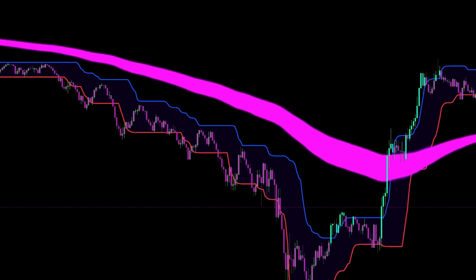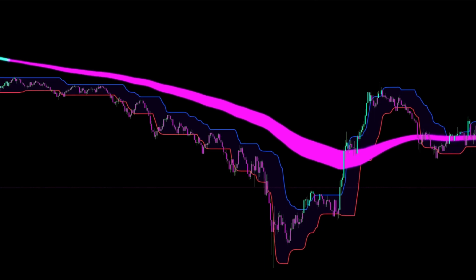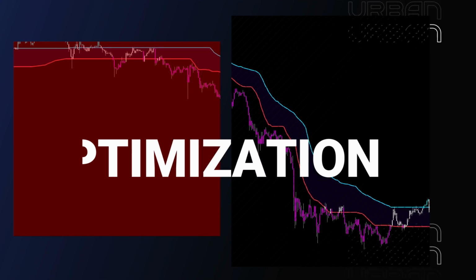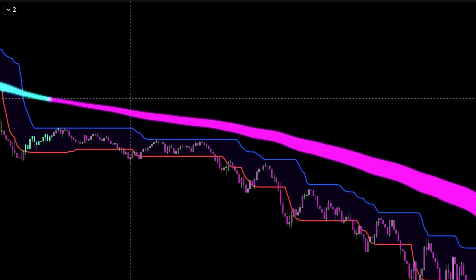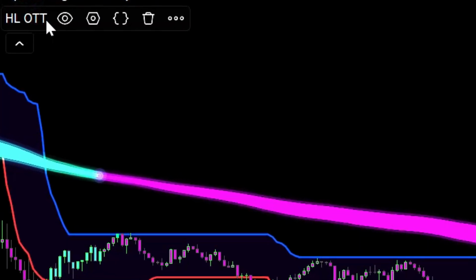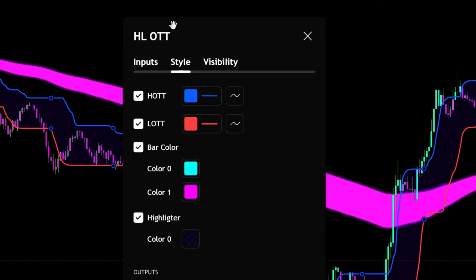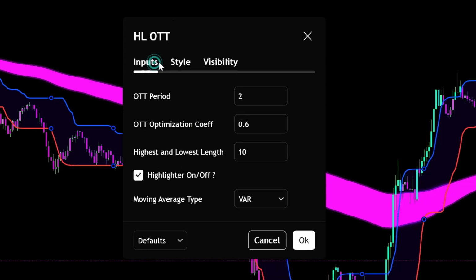Alright, let's really break down those HOTT settings, because this is where we fine-tune the whole thing. We're tuning our indicator to the market's specific frequency. So, you open up the settings and you're in the inputs tab. The thing we're changing is the OTT period to 2. Now, what's that mean? Basically, the OTT period controls how quickly the indicator reacts to price changes. A lower number means it's going to be more sensitive, reacting to smaller, faster moves. We set it to 2 because we want it to pick up on those short-term shifts, especially on the 15-minute chart. We're trying to catch those quick moves, so we want it to be snappy.